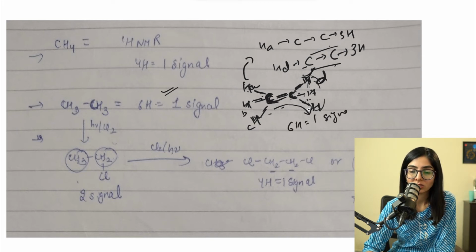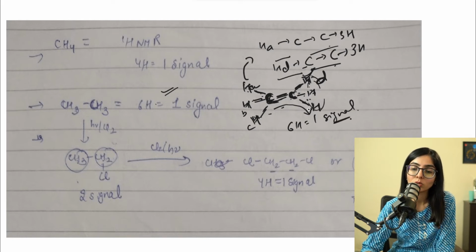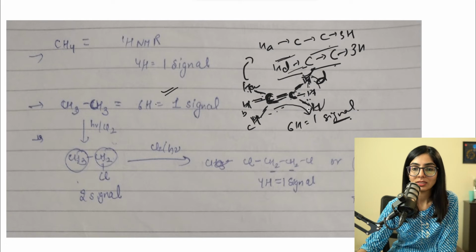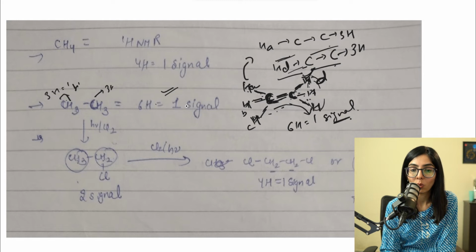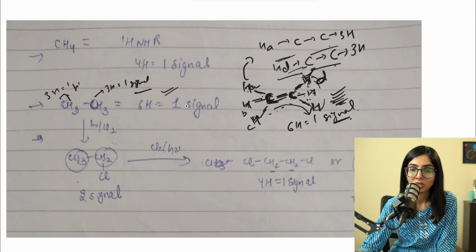Fine. I hope this is clear to you. Always remember, always consider it, always try to see things like that. This way it will be easy. Don't think that the 3 hydrogens of one CH3 will give one signal and the 3 hydrogens of the other will give another signal. No. Always open up the structure and see things the way I have just done over here.